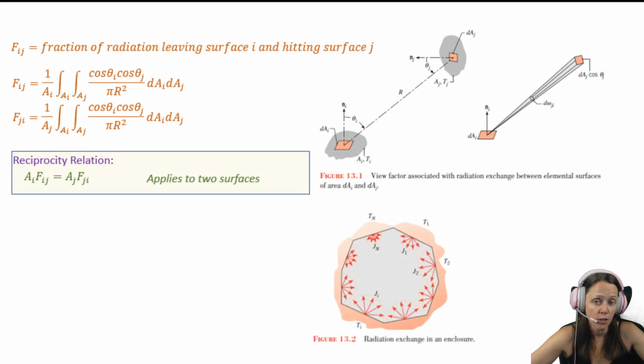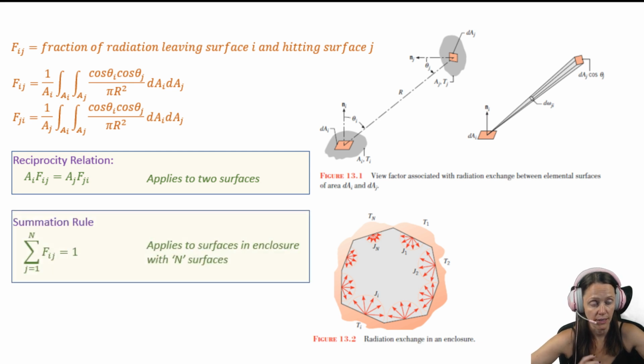Now let's consider an enclosure. So we can see in 13.2, we have surfaces at different temperatures, all the way up to the nth surface, the temperature of the nth surface, and each of those surfaces have a radiosity of J. Remember that radiosity is the rate of the radiation that's leaving the surface, and it's the emitted plus the reflected radiation. So for this case, we need another principle to allow us to relate all the view factors for radiation to and from those surfaces with respect to one another. And the summation rule is what's going to allow us to do that.